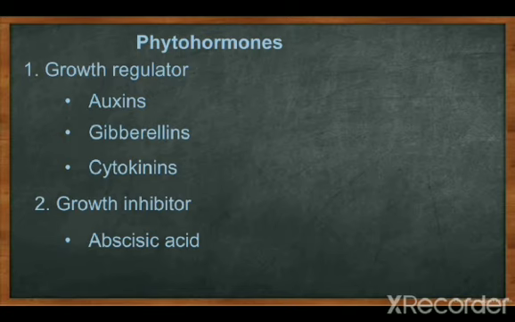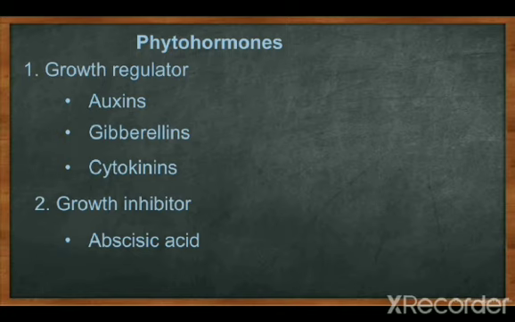Now look at the growth regulator hormones. There are basically three hormones in the growth regulators: Auxin, Gibberellin and Cytokinin. The growth inhibitor in your syllabus is one hormone, abscisic acid. But at last I told you about one more hormone, ethylene. Ethylene is very important, because sometimes one question is asked from it. Okay, now come to auxin.